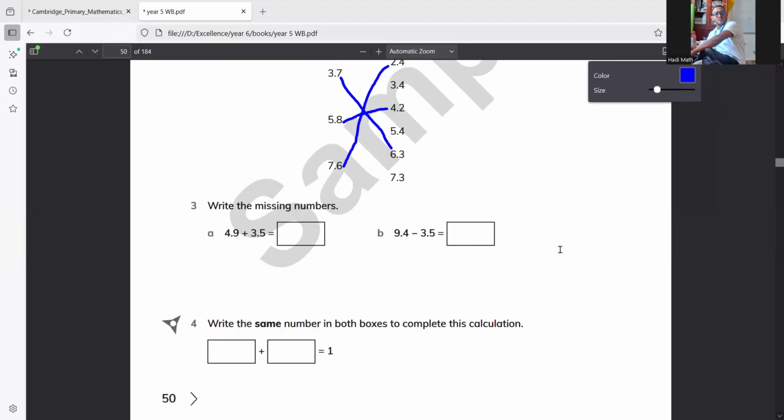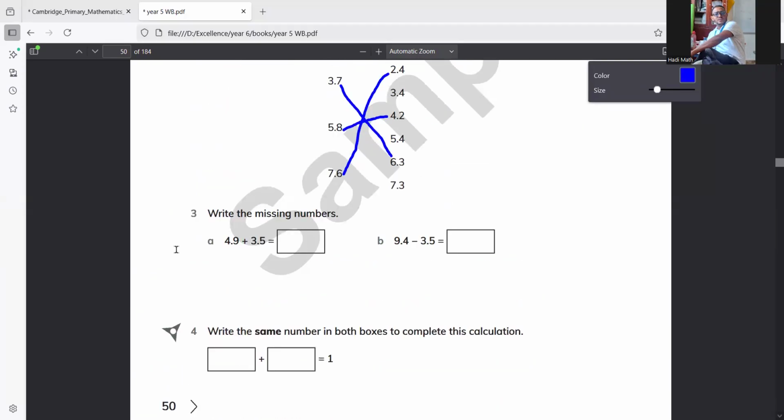Let's go to the next question. They ask you to write the missing numbers. 4.9 plus 3.5. I've told you before, you can add these numbers in columns. Write 4.9 plus 3.5. Add from right to left. Some people just go and say 4 plus 3. No, you add 9 plus 5 first, from right to left.